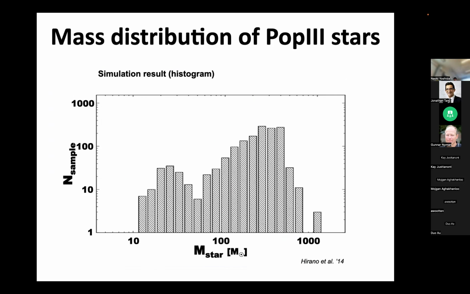Okay. So this is a simulation result showing the mass distribution of first stars from computer simulations, spanning a wide range from 10 all the way to 1,000 solar masses. And I wouldn't even say this is a prediction, but this is a numerical result. And now I'm brave enough to compare this distribution with the observationally inferred mass distribution like this.